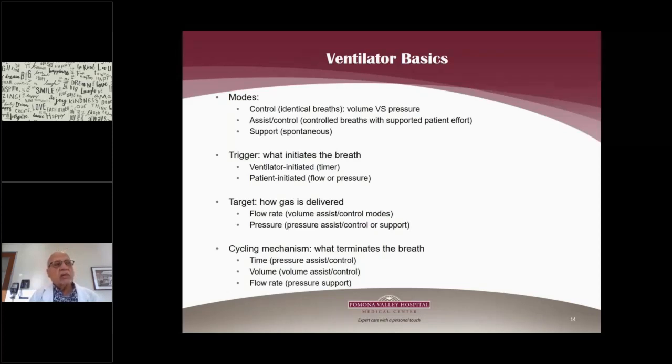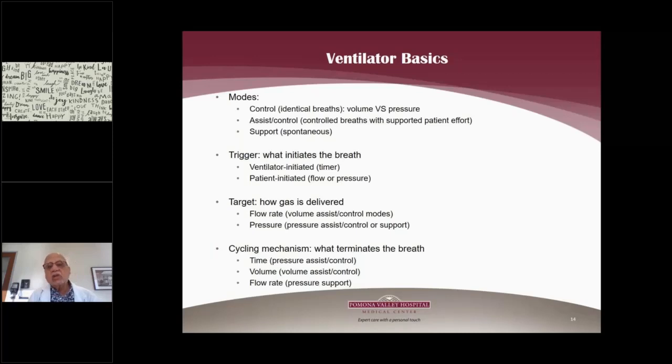If the patient has a coma scale of 3, neither the flow nor the pressure trigger will work, but the ventilator will continue to trigger the breath on its timed setting, whatever has been set. The target, of course, is how gas is going to be delivered, via flow or pressure, and then the cycling mechanism, which will terminate the breath. This could be a pressure breath, a volume-based breath, or a flow rate.